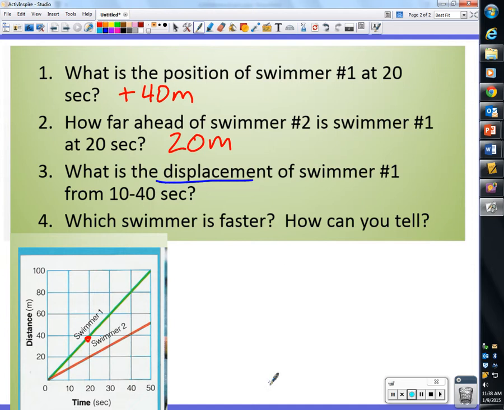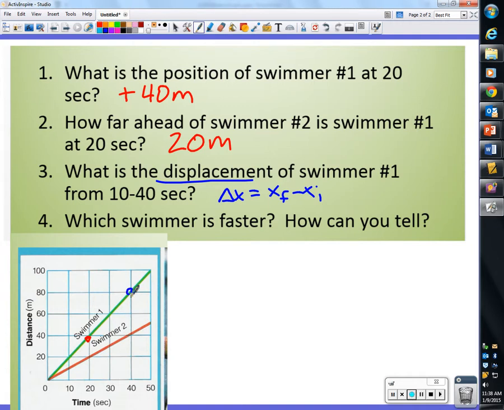We said that in order to calculate the displacement of something, we have to know 2 things, right? What do we have to know? Initial position and final position. That displacement is x final minus x initial. Now in this case, because of the graph that we're dealing with, we're not exactly looking at the x-axis, we're looking at the y-axis, because that's where the position is.